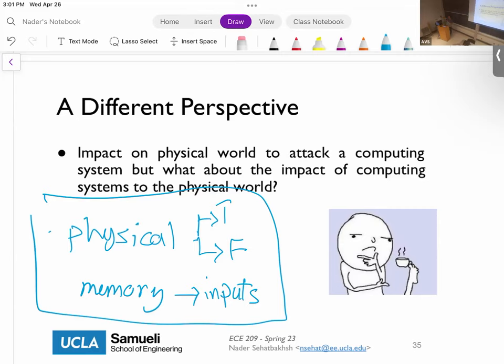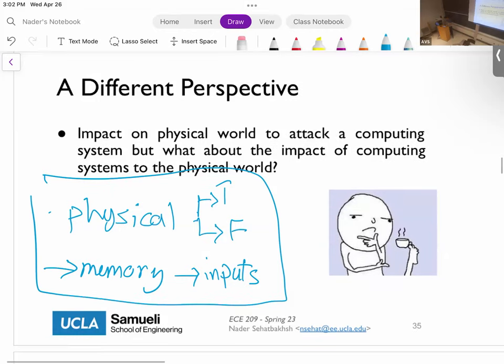If we don't accept any input from the outside world, from the users, the buffer overflow or memory corruption won't happen at all. But unfortunately, we always need to interact. So now let's have a different perspective, and let's think about the impact of computation on the physical world. So far we talked about the physical world and the impact it has on the computers. But the computer itself is a physical entity, and it actually has impacts on the outside world. And that impact might be significant.